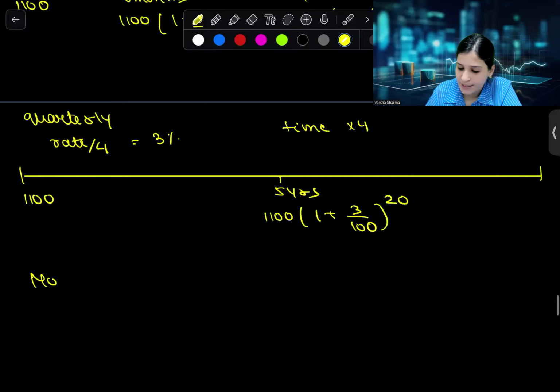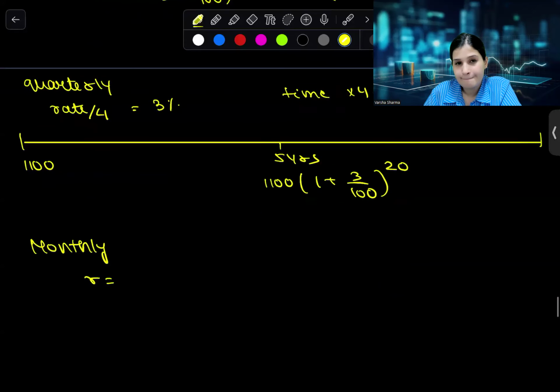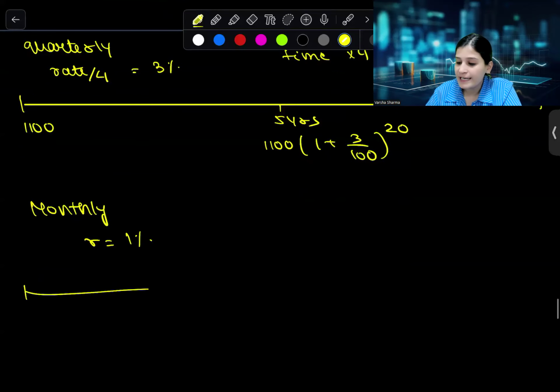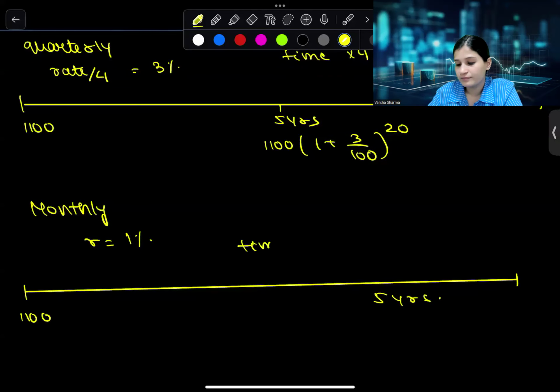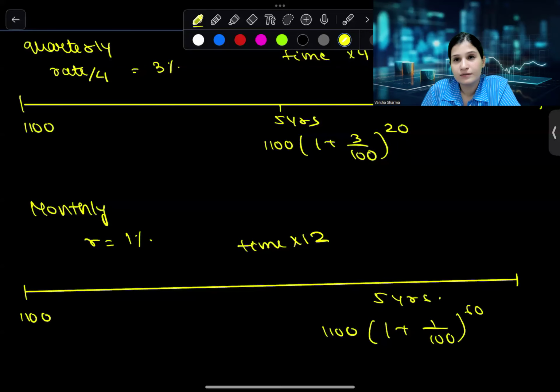If I had been doing this monthly, what will I take as my rate? 1%. 12% is for 12 months, 1 year, so for 1 month I'll take only 1%. And in 1 year, how many installments will I pay? 12. So in 5 years, how many will I pay? 60 installments. So 1100 times 1 plus 1 by 100 to the power 60.